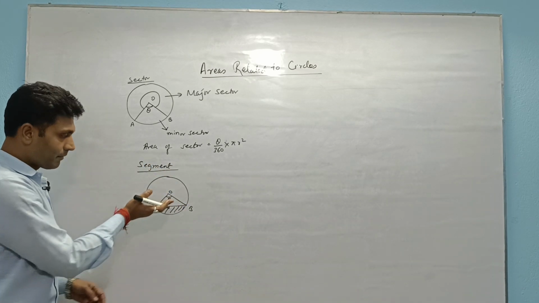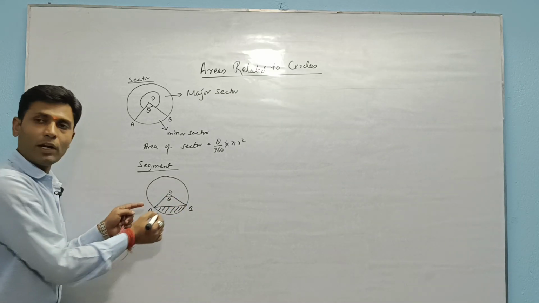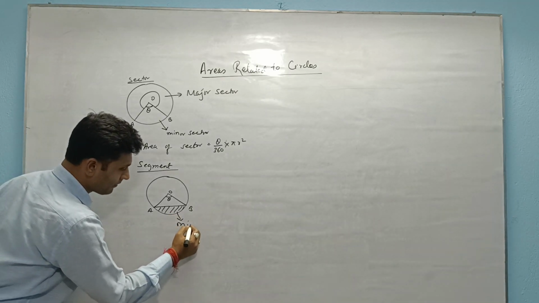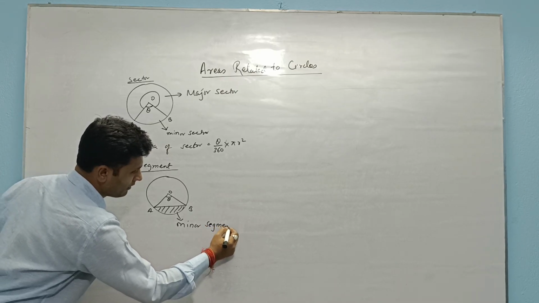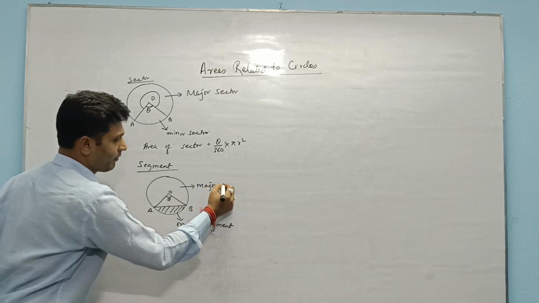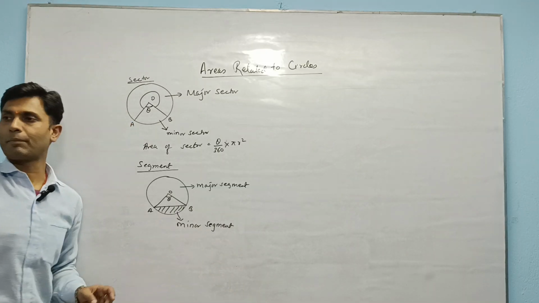Again, I'm telling you, if this chord is making an angle less than 180 degree, then this portion will be called as what? Minor segment. And the remaining part is what? Major. It is the major segment.